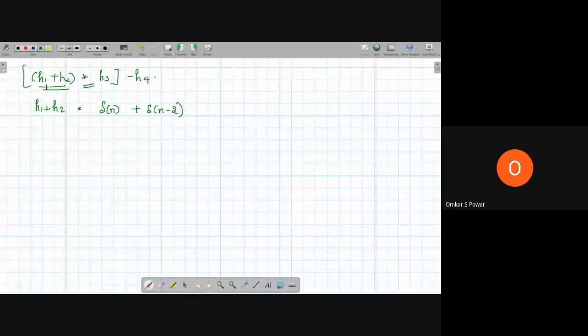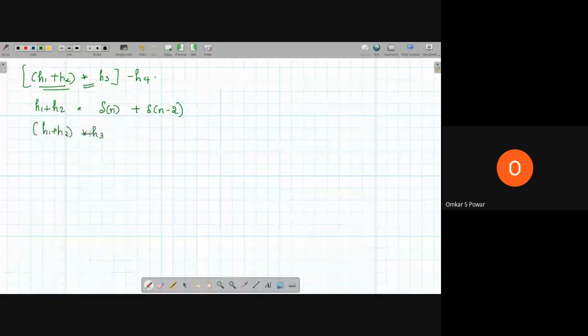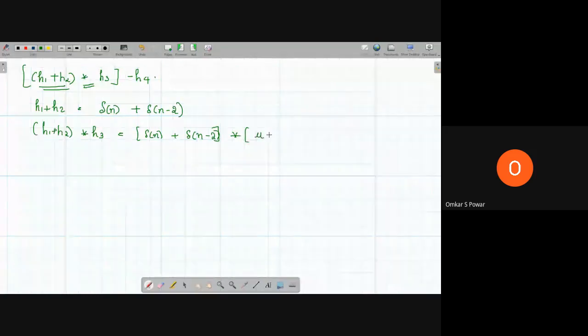Then H1 plus H2 convolve with H3. So del of n plus del of n minus 2 you convolve with H3. So what is your H3? H3 is nothing but, in the question they have given, u of n plus 2 minus u of n.